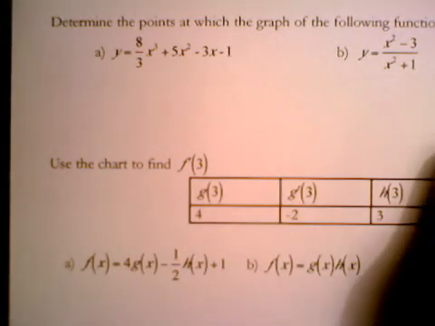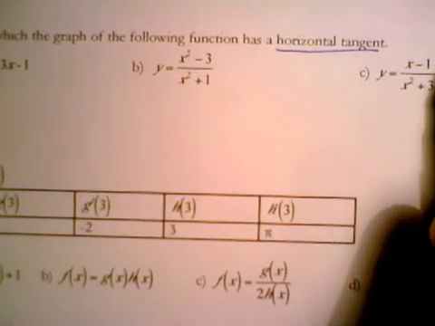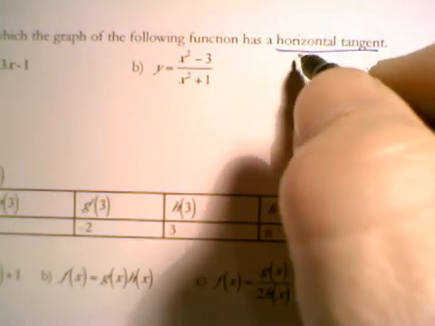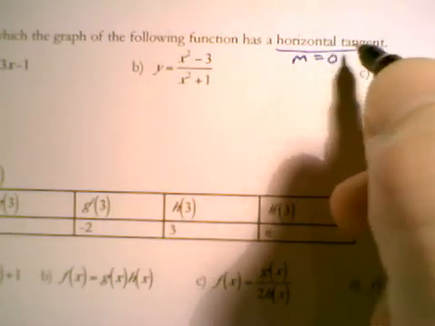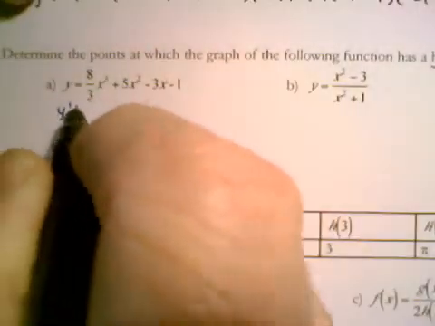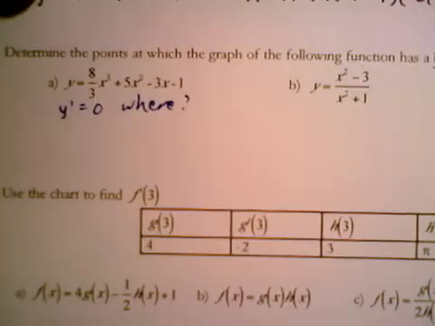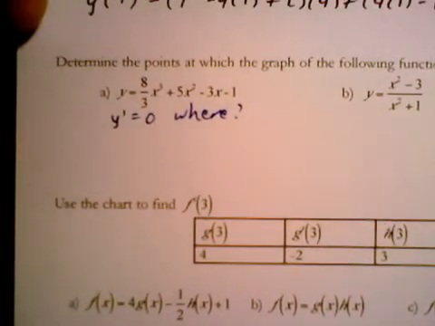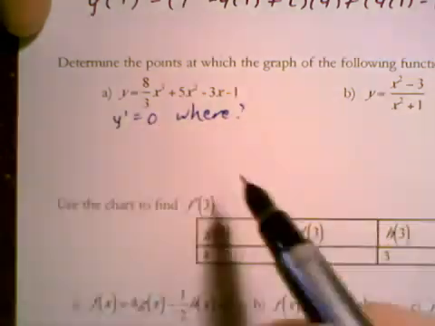If you think about it, a horizontal tangent line has a certain slope, and you should be remembering this, that a horizontal tangent line or horizontal line has a slope of 0. That means that y prime would equal 0. And the question is where, or for what values of x, does this function have a derivative of 0?